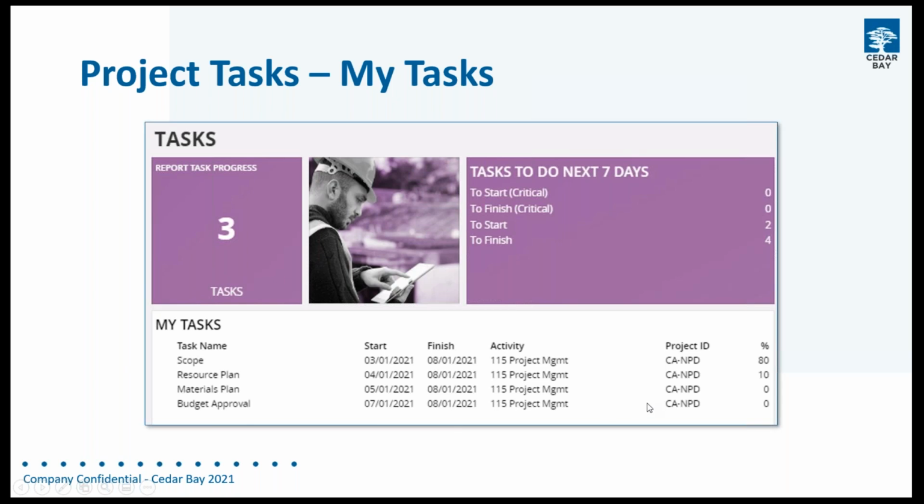So as I'm going into this lobby, I'm looking at my own tasks. What's been given to me in that task list, and in that task list I get the name, the start date, and also the due date of when it's due to be finished, which activity and which project it belongs to. I also get my counters, which give me tasks to do in the next 7 days. So things to start and things to finish, and things to start and finish that are critical, on the critical path. And then from here, I can also report progress on those tasks.